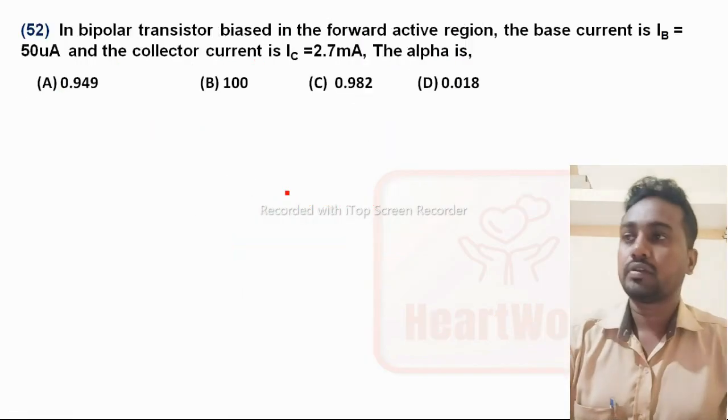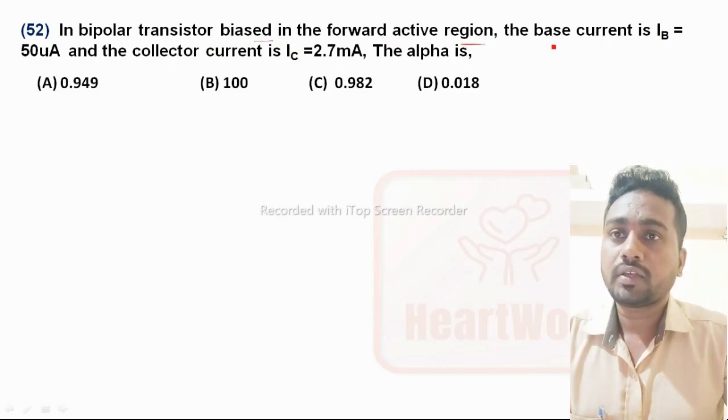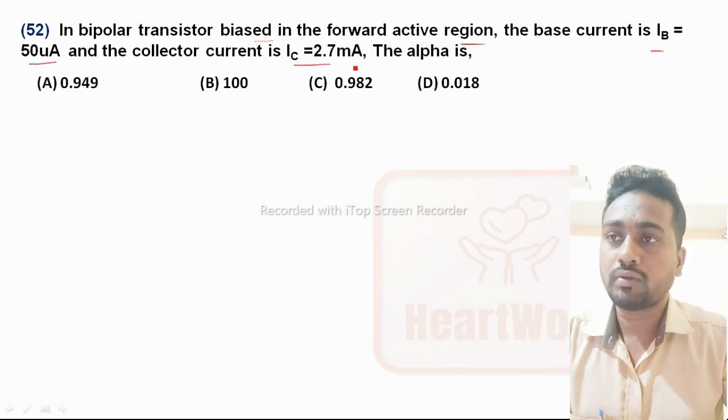Okay, next. In a bipolar transistor biased in the forward active region, the base current is Ib equal to 50 microampere and the collector current is Ic equal to 2.7 milliampere.